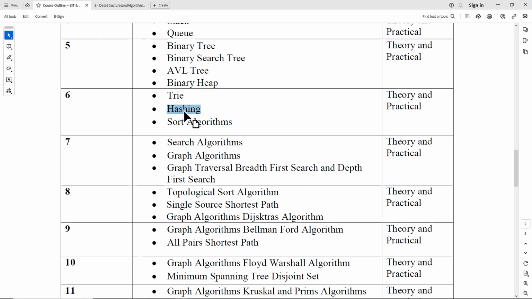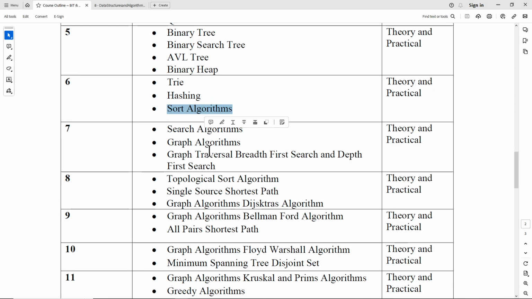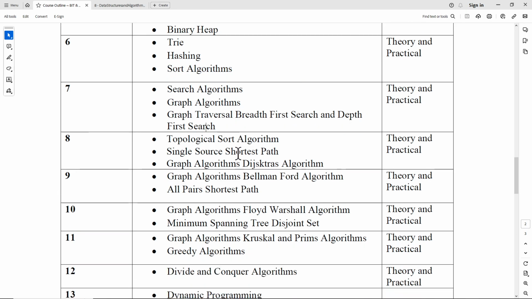and how it helps to retrieve data almost instantaneously. And also we're going to look at sorting algorithms. We have a number of sorting algorithms. We're going to look at search algorithms, then the graph data structure and how to traverse it using breadth first search and also depth first search.